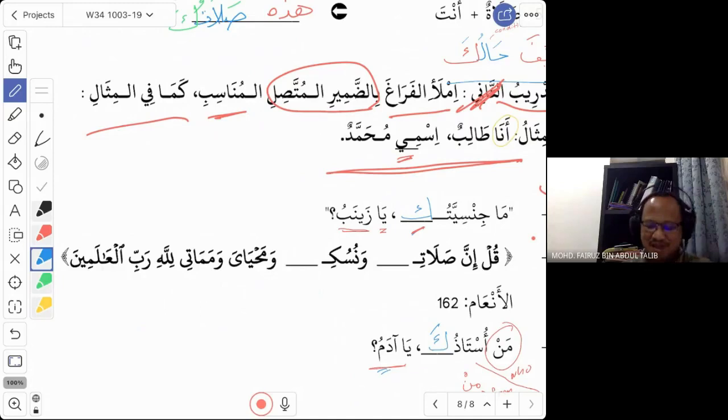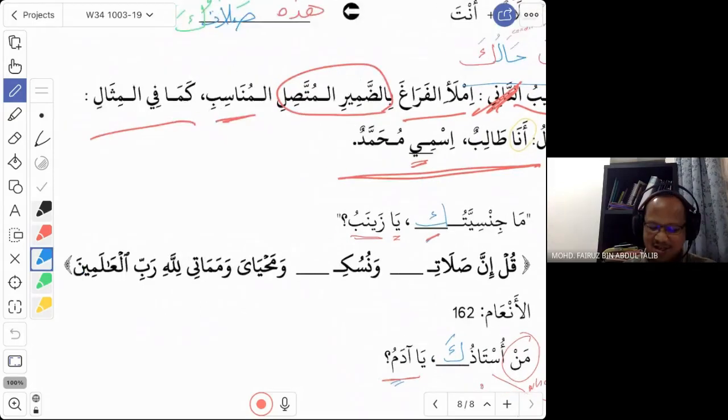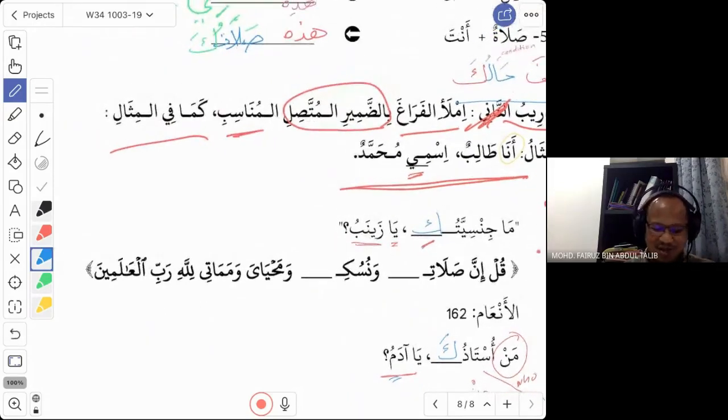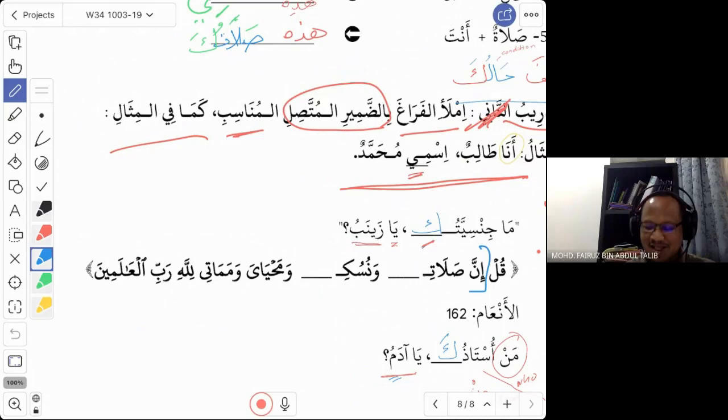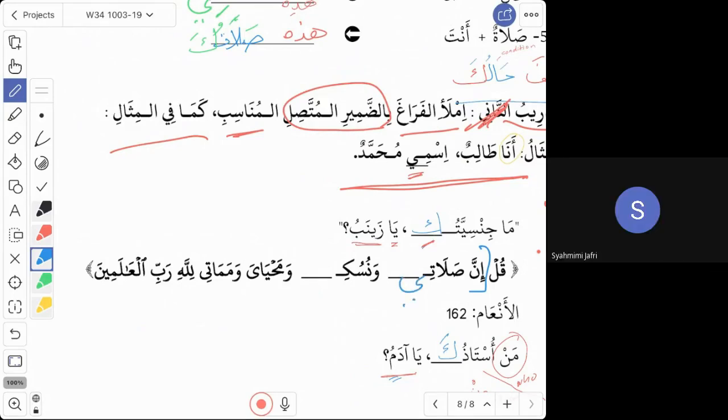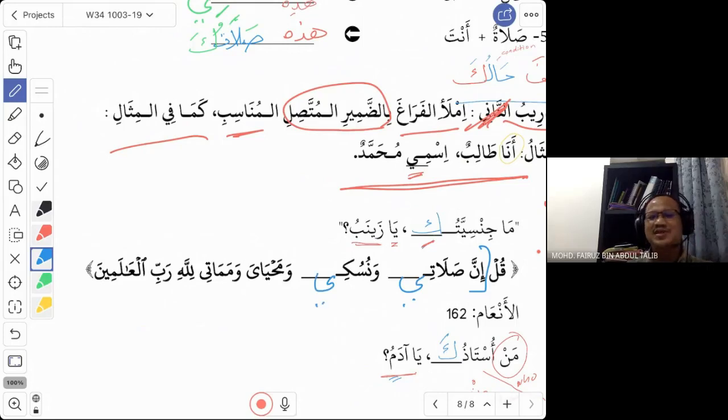So let us fill in the dhamir. Qul inna salah. So in the dua, it starts from here. Salah, salati. Okay. And then wa nusu. Of course, the dhamir is always a ya. Since this is from the Quran, we don't have any other option. We just follow what is mentioned in that verse. Qul inna salati wa nusuki wa mahyaya wa mamati lillahi rabbil alamin.